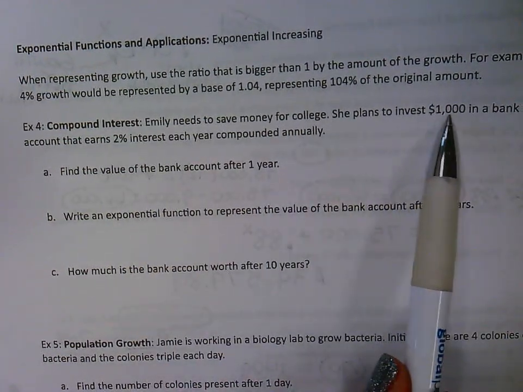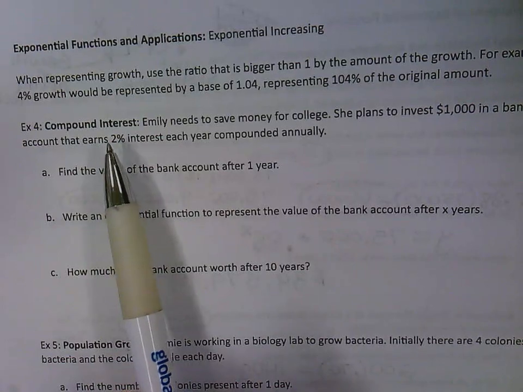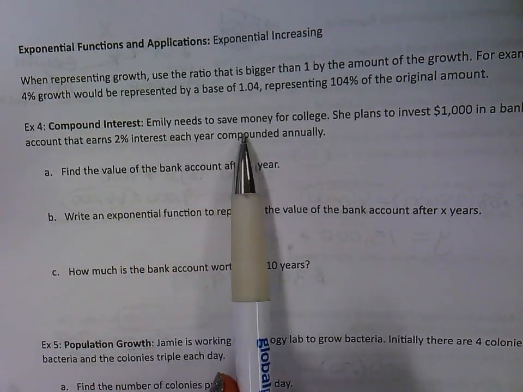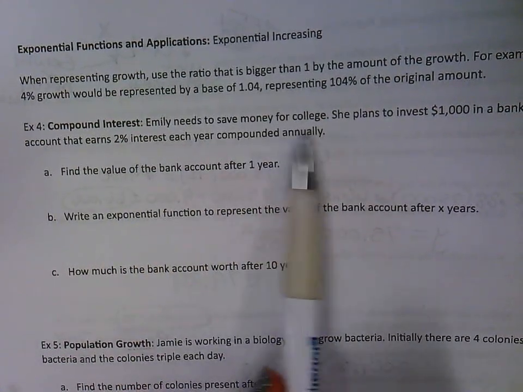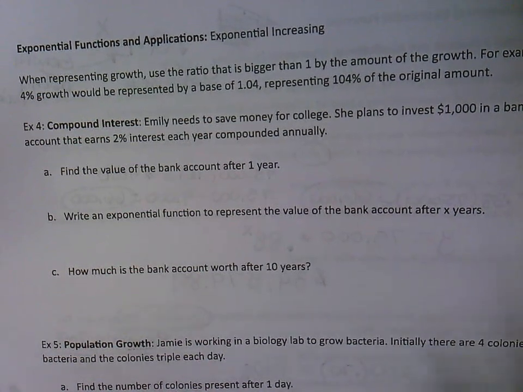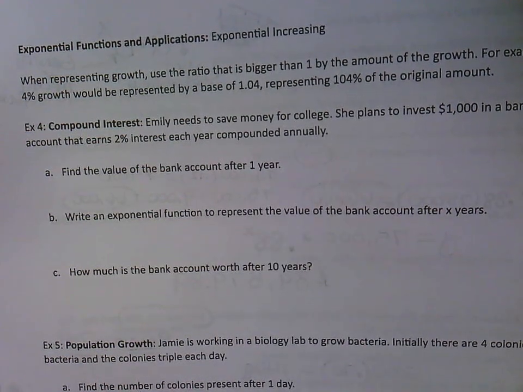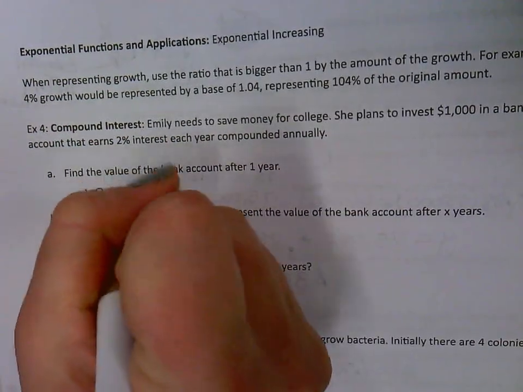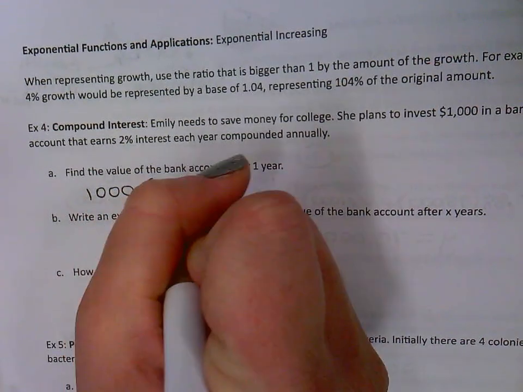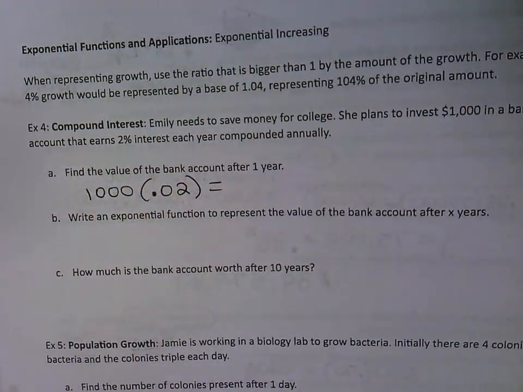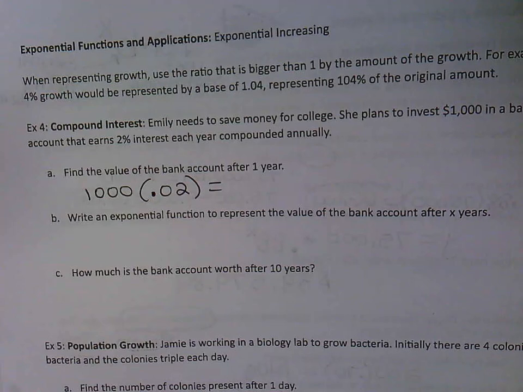She plans to invest $1,000 in a bank account that earns 2% interest each year, compounded annually, so once a year. When you guys take personal finance, you'll learn about the compound interest stuff. Find the value of the bank account after 1 year. Don't write this down yet. If she has $1,000 and she gets 2% interest, how many dollars does she make that year?